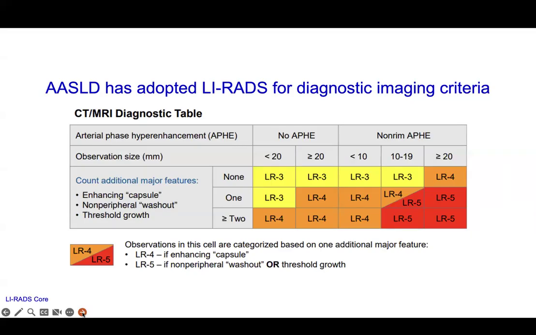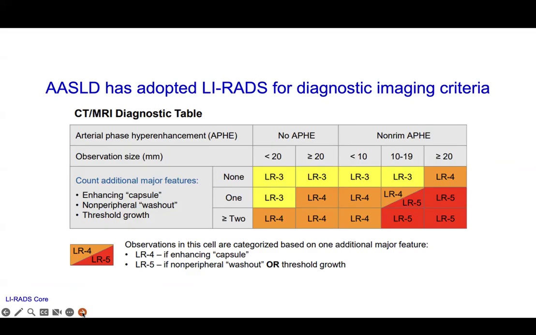But if it's tiny and enhances and washes out, it's more likely to become cancer, even if the radiologist says it's LIRADS 4, which means likely cancer, but not cancer yet, because these are things that are more likely to grow and become something bad in the future. The other features besides size are capsule enhancement, and then washout, and then threshold growth, which means that it enhances, the capsule lights up, and then it washes out. This is radiologic buzzwords for liver cancer.